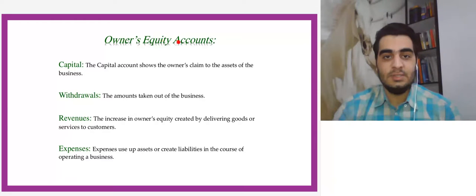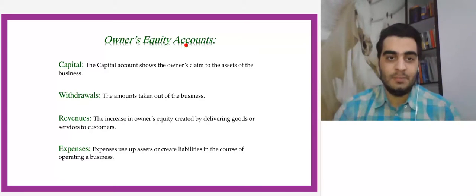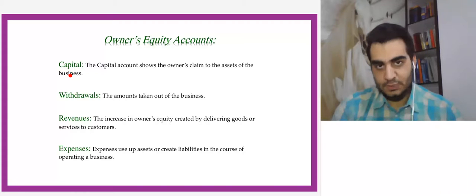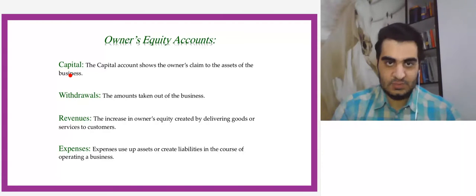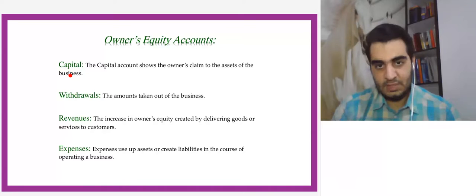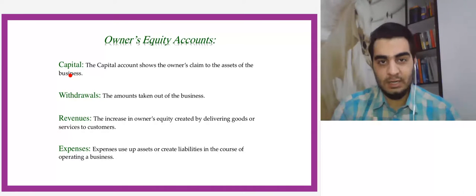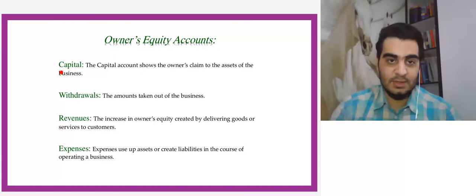The next one is owner's equity accounts. It's the last category. There are four in this chapter, and the first one is capital. The capital account shows the owner's claim to the assets of the business. Just like I said earlier, when someone starts up a business, that person usually brings some belongings to the business, for example investments, cash, or maybe land, building. Our owner has claims to those assets. They are called capital.